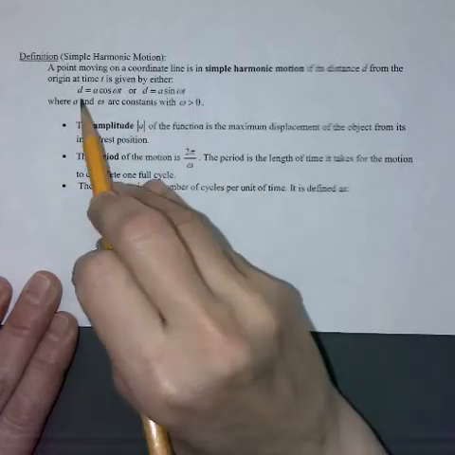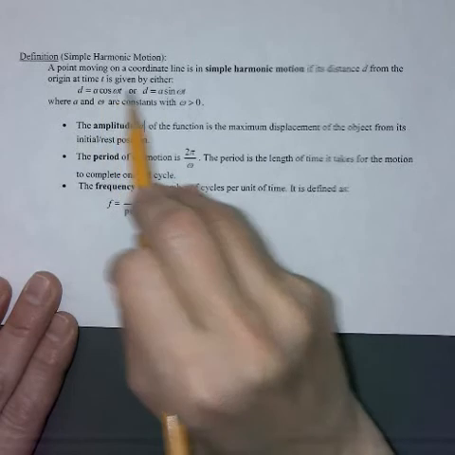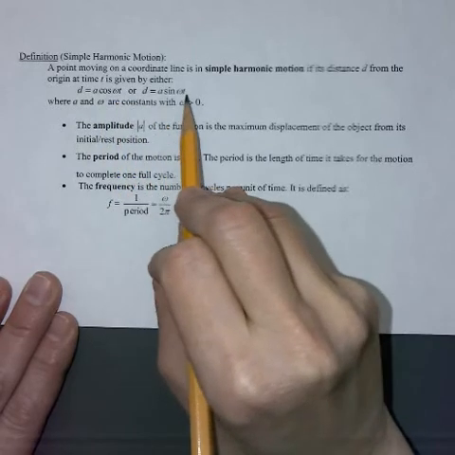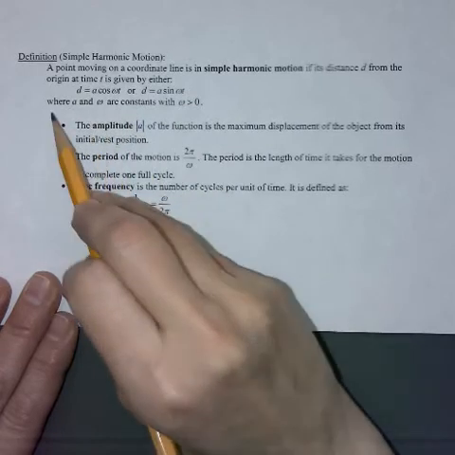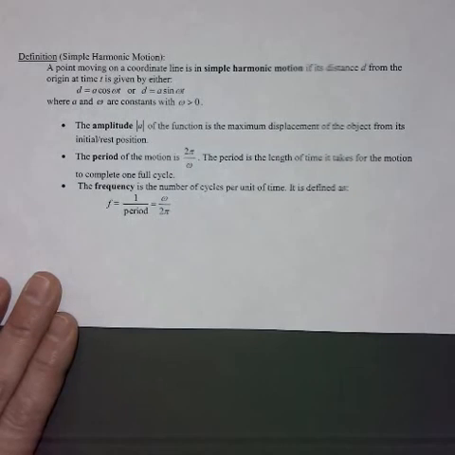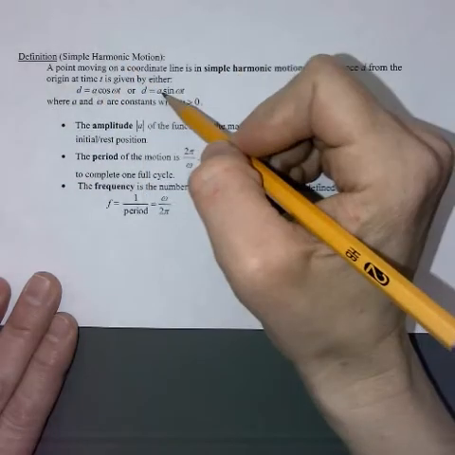So the first one says distance is equal to a cosine of omega times t, and the second one says distance equals a sine of omega times t. And the a and omega are constants. Omega should be positive in the formula. So the a is the amplitude, of course.